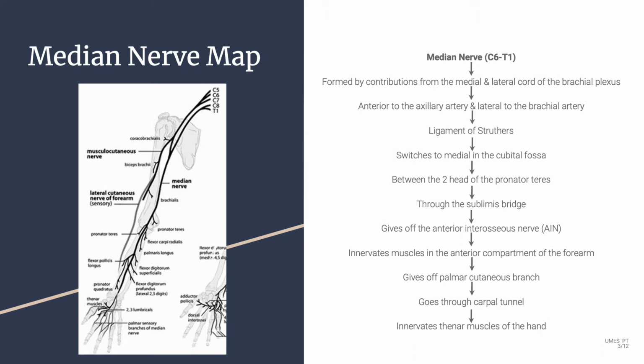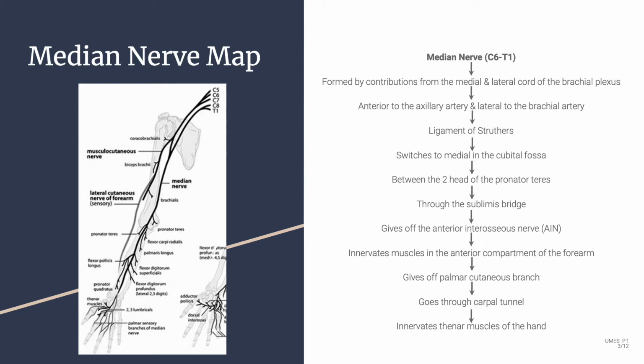And then it passes under the ligament of Struthers, which is a fibrous band from the tip of a supracondylar process arising from the distal humerus to the medial epicondyle of the humerus. It switches to medial in the cubital fossa, and then it passes between the two heads of the pronator teres. And then it goes through the sublimis bridge, which is a fibrotendinous arcade that represents the origin of the flexor digitorum superficialis. It gives off the anterior interosseous nerve, which innervates the muscles in the anterior compartment of the forearm.